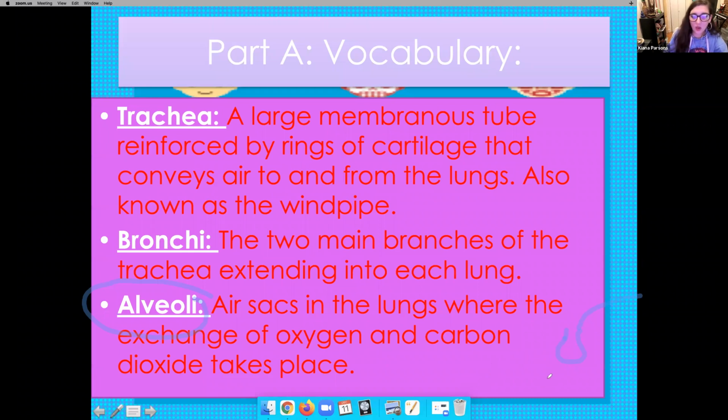But the alveoli are the air sacs in the lungs where the exchange of oxygen and carbon dioxide takes place. So gas exchange happens at the alveoli and between the alveoli and the capillaries. So when we inhale into our lungs, the alveoli are where the oxygen winds up and waits to be picked up by the capillaries and sent into our bloodstream to be distributed throughout the body.